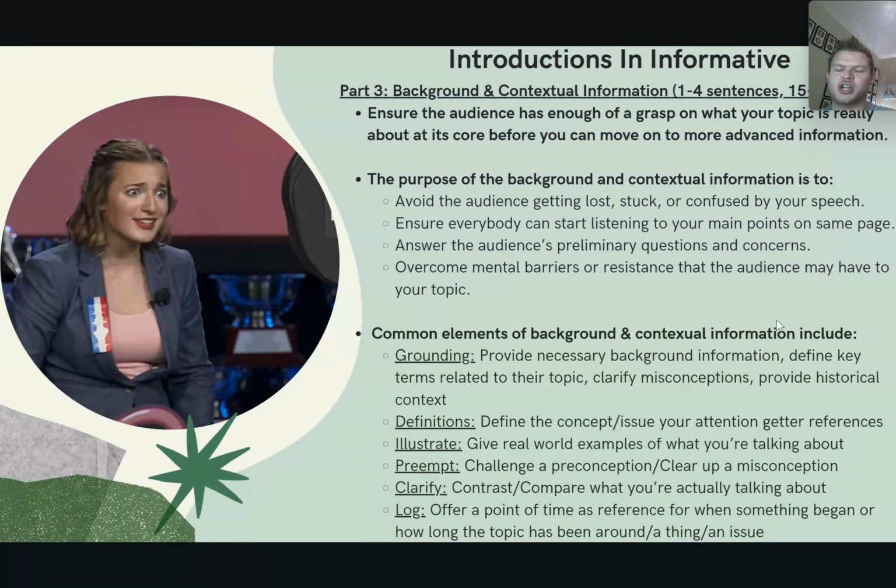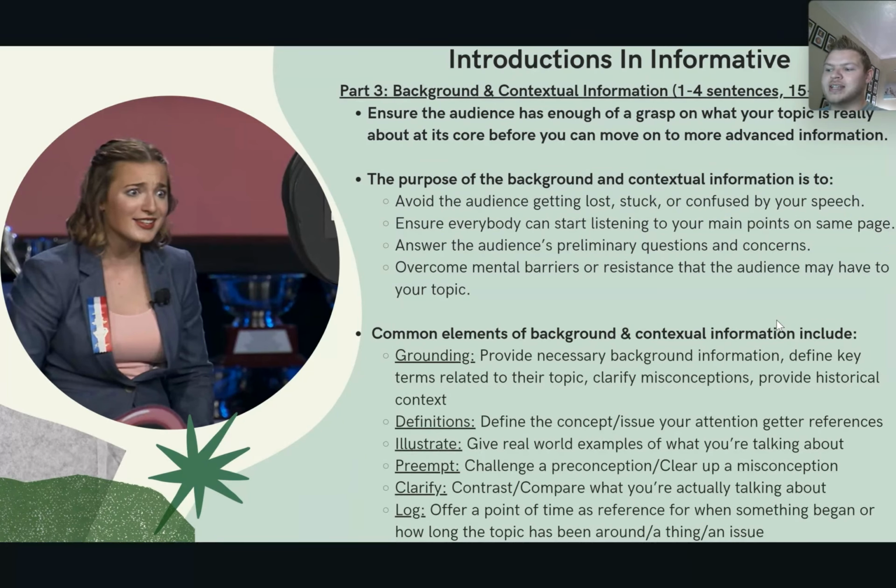The third part of an introduction is to provide background or contextual information, and this should be between 1 to 4 sentences or about 15 to 60 words. You want to ensure that the audience has enough of a grasp on what your topic really is about at its core before you can move on to more advanced information to avoid anyone getting lost. So, the purpose of the background and contextual information is to avoid the audience getting lost or stuck or confused by your speech, to ensure that everybody can start listening to your main points on the same page, to answer the audience's preliminary questions or concerns or objections to your topic, and to overcome mental barriers or resistance that the audience might have to your topic.